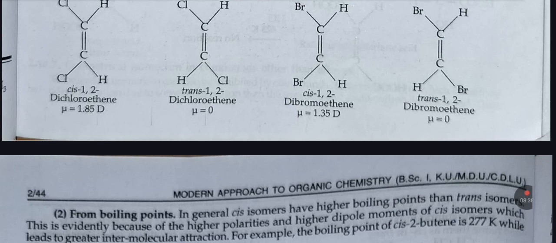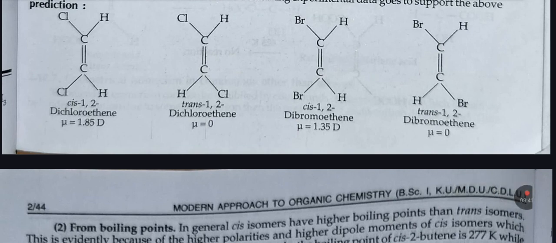The following experimental data goes to support the above prediction. This shows cis-1,2-dichloroethene, for which the dipole moment is equal to 1.85 D. Trans-1,2-dichloroethene, the dipole moment for this is equal to 0. Cis-1,2-dibromoethene, dipole moment is equal to 1.35 D. Trans-1,2-dibromoethene, for this the dipole moment is equal to 0.